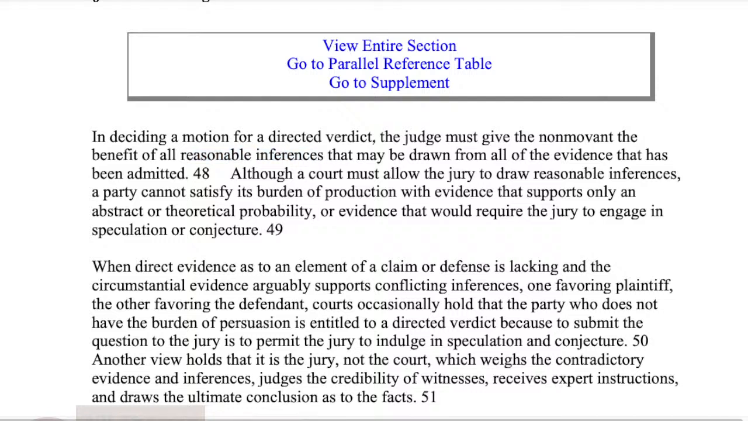he gets the benefit of those inferences. Although a court must allow the jury to draw reasonable inferences, a party cannot satisfy its burden of production with evidence that supports only an abstract or theoretical probability, or evidence that would require the jury to engage in speculation or conjecture.